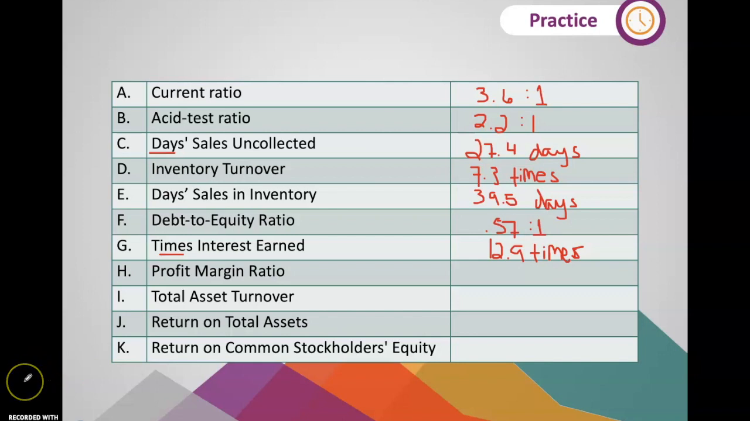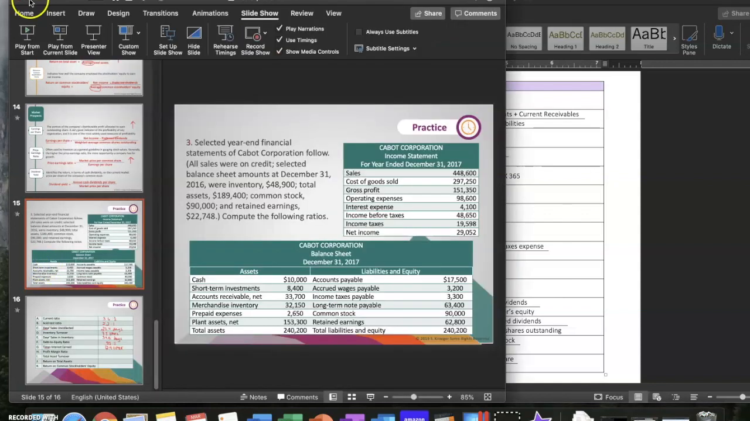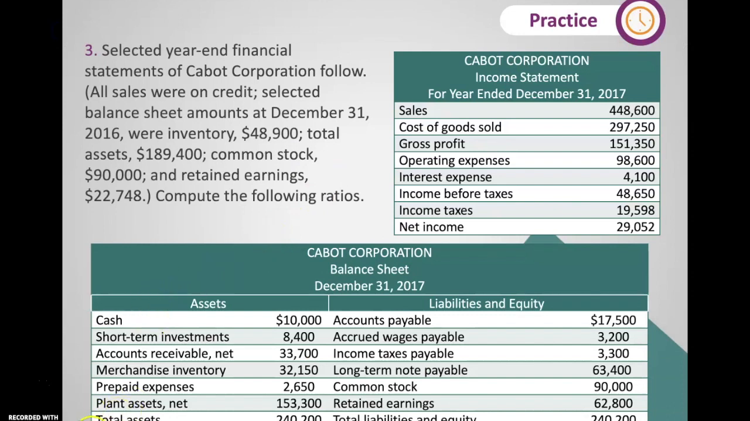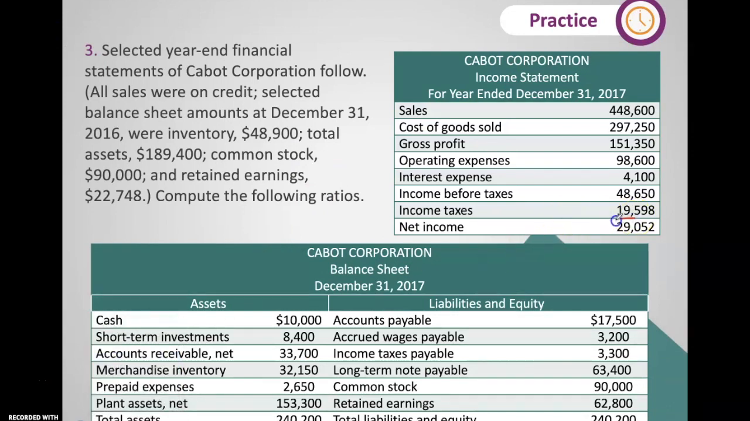Next up, we have profit margin. The formula for profit margin is net income divided by net sales. So on here, we want to find our net income, which is on the income statement, divided by net sales. So this one's pretty easy. We're going to do 29,052 divided by 448,600.